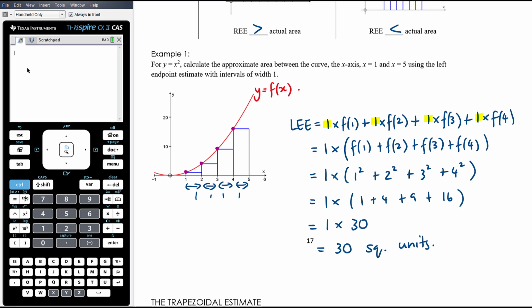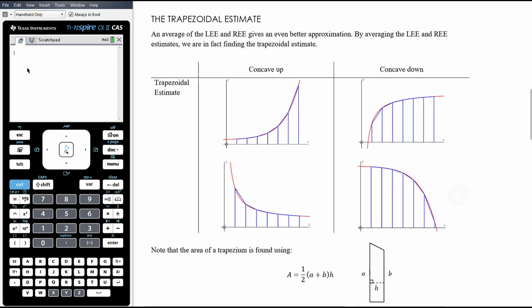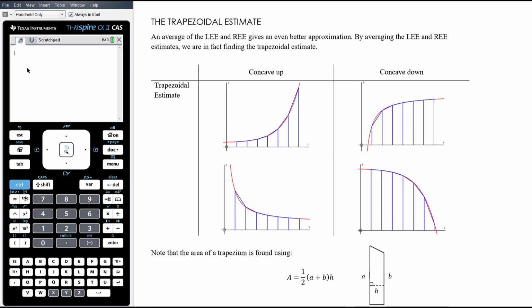So this is indeed an area approximation for the area. Now we can see from our diagram that that's an under approximation for the actual area between x equals 1 and x equals 5. The actual area we would expect to be greater than 30. We also want to introduce the trapezoidal estimate, and the trapezoidal estimate is actually just the average of the left endpoint and right endpoint estimates.